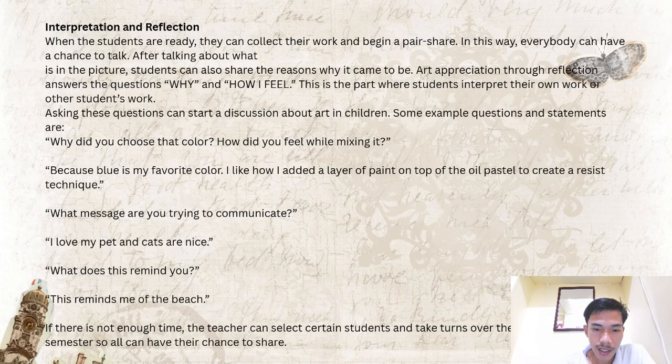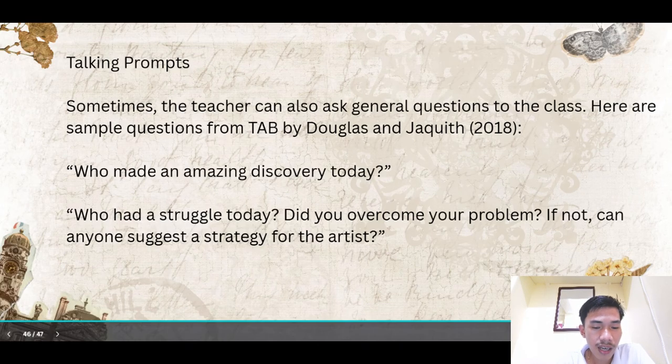And then the last one is talking prompts. So for our last part, for our talking prompts, these are guide questions teachers use to open deeper class discussion. So these questions come from the TAB method by Douglas and Wakit 2018. So instead of just asking, what did you draw? So we ask questions that encourage thinking and sharing.